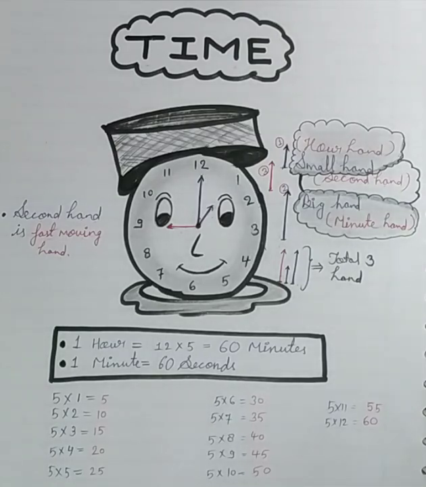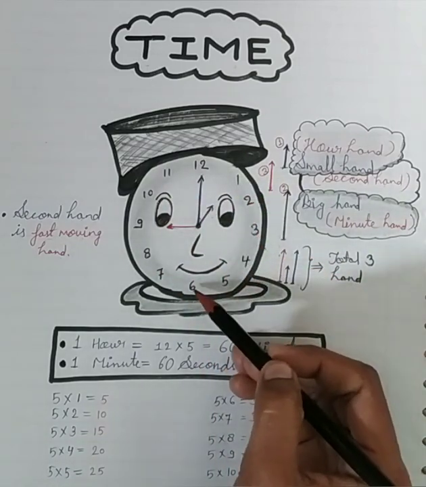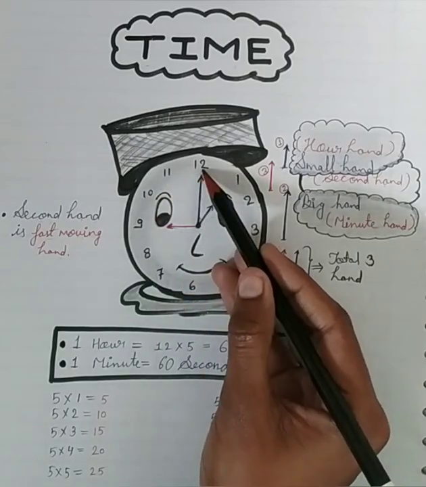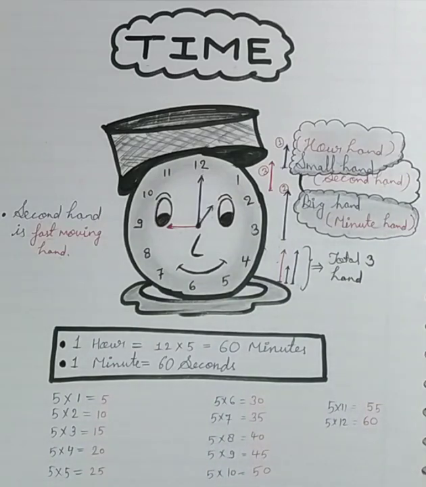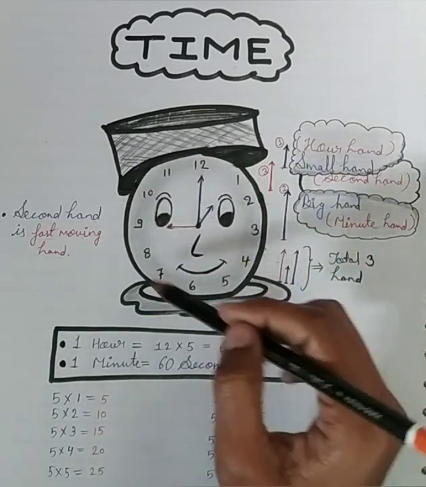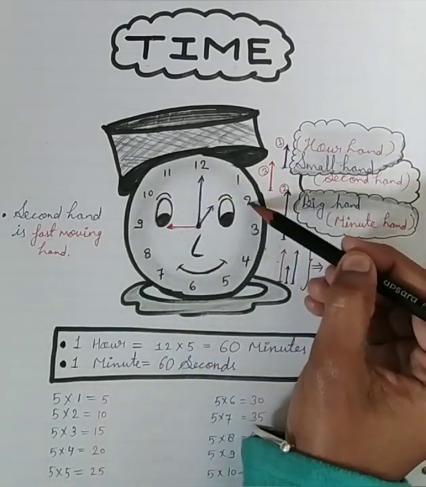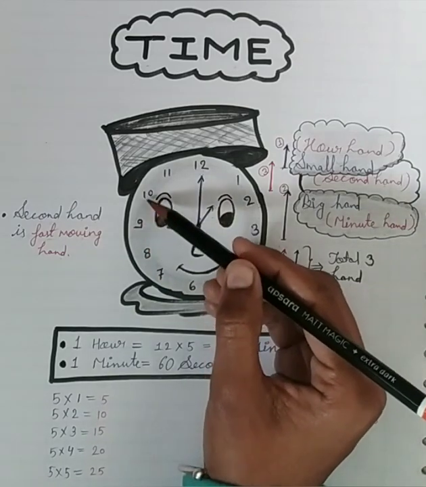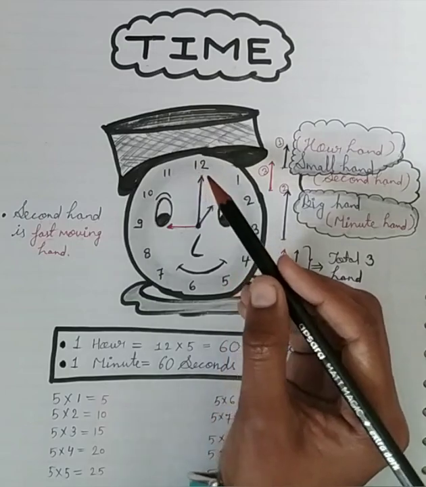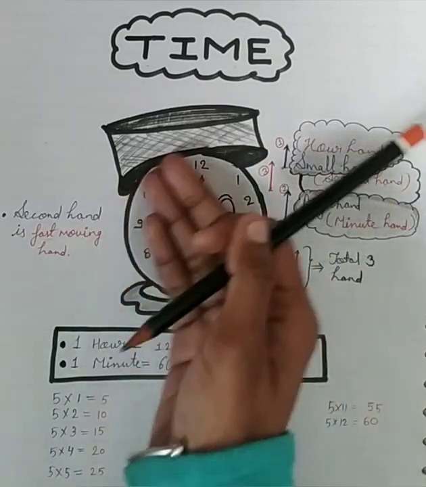Children, you can see here I wrote the numbers up to 12. 1, 2, 3, 4, 5, 6, 7, 8, 9, 10, 11, 12. You know why? Because the clock dial, it means this clock, is divided into 12 equal parts. You can see here 1, 2, 3, 4, 5, 6, 7, 8, 9, 10, 11, 12. So you can say the clock dial is divided into 12 equal parts.